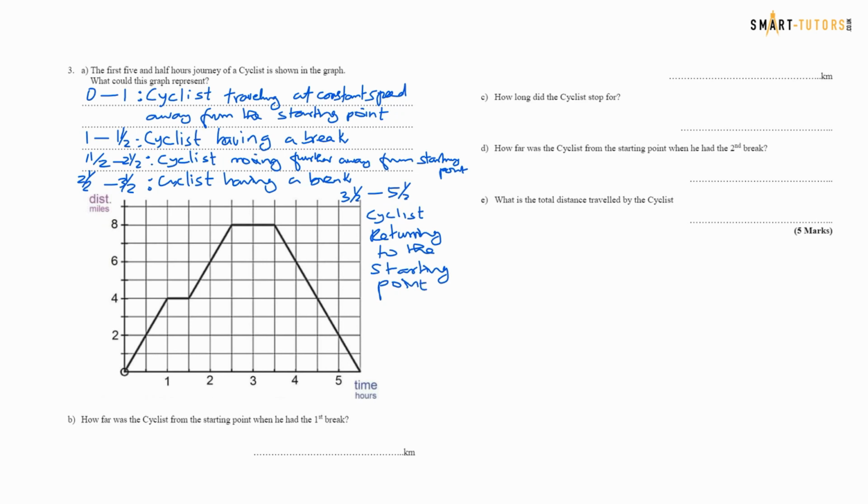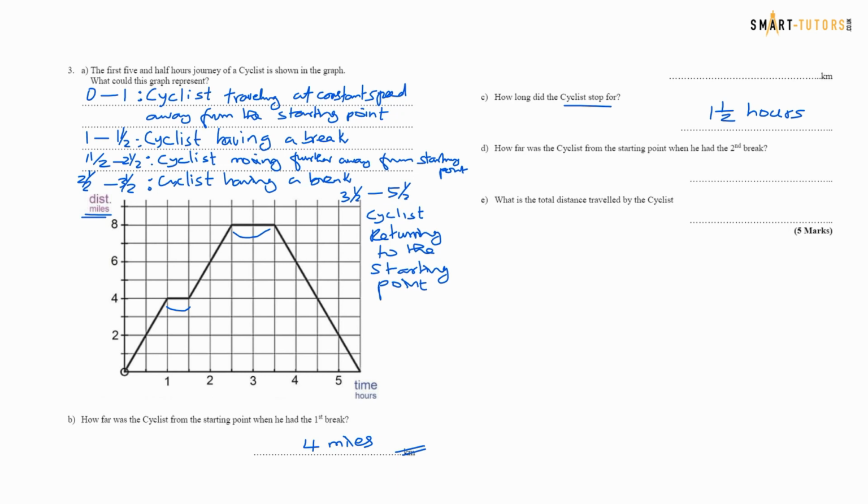Second one, B, how far was the cyclist from the starting point when he had the first break? First break, how far is 4 miles? Actually it's miles, but I just cancel this kilometer. Distance in miles, 4 miles. Second question, how long did the cyclist stop for? So they didn't ask for which stop. So the total stop is here half an hour and here 1 hour, altogether 1.5 hours.